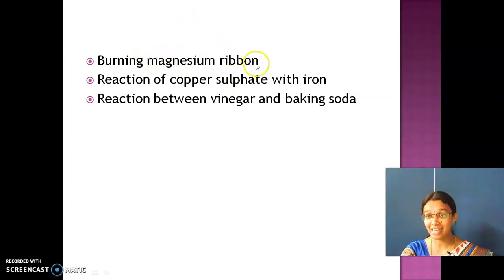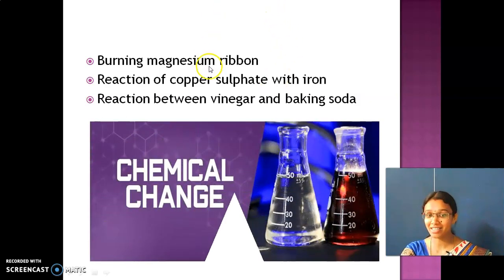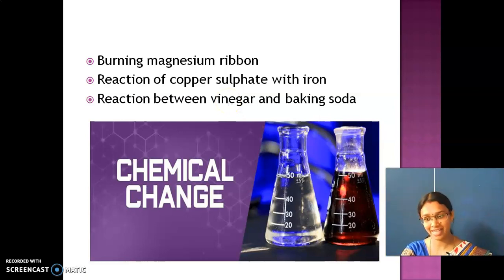So these 3 activities are examples of, louder children, these 3 activities are examples of physical change. Very good. No, then what is the answer? Yes, it is chemical change. So these 3 activities are examples of chemical change. Clear children? So here a new substance is produced. If it is a chemical change, a new substance is produced.